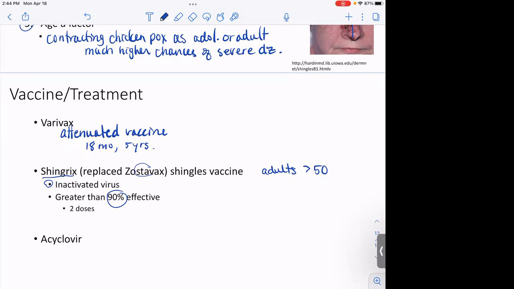So really the only other thing we have to help with the itching of chickenpox or the pain of shingles is acyclovir. There's really not any other treatment that I'm aware of there. Do you have questions about chickenpox or comments or shingles?